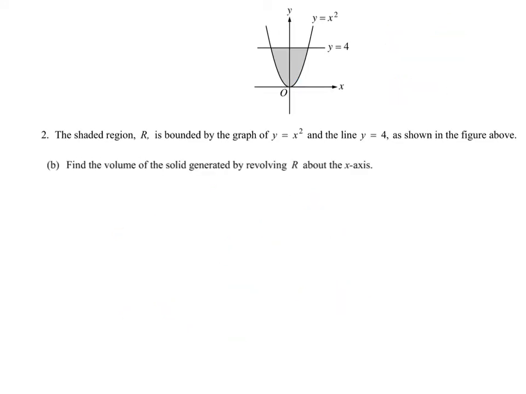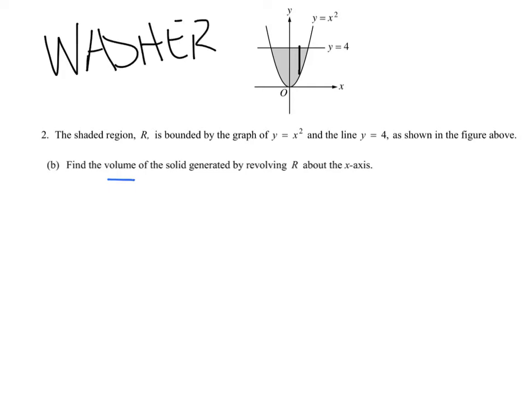Now we're ready to tackle some volume here. We're going to revolve region R around the x-axis. So I'm going to get my slice drawn here, and again, it could be anywhere within that region. What you'll notice is that the slice is not touching the axis of rotation. Therefore, we are working with a washer. We are going to have to identify the outer radius and the inner radius to set this one up.